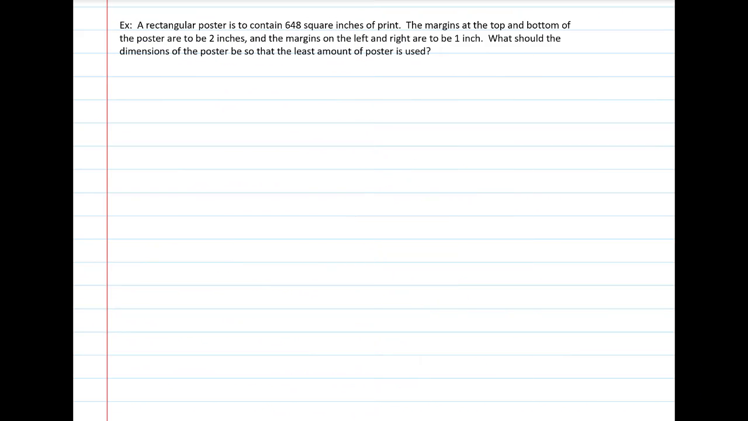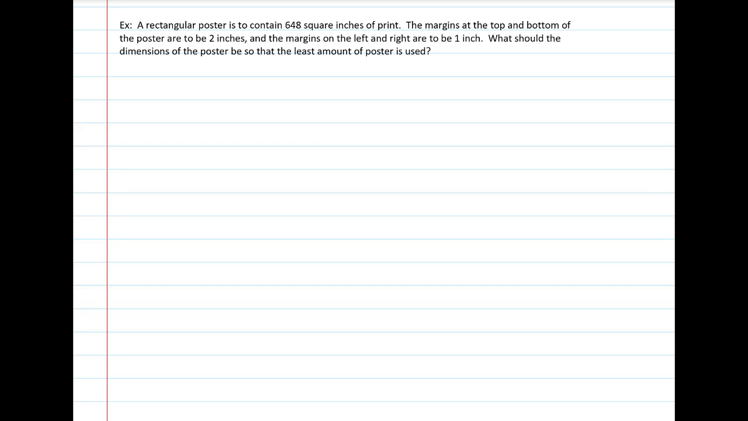Okay, here's another example. A rectangular poster is to contain 648 square inches of print. The margins at the top and bottom of the poster are to be 2 inches, and the margins on the left and right are to be 1 inch. What should the dimensions of the poster be so that the least amount of poster is used?